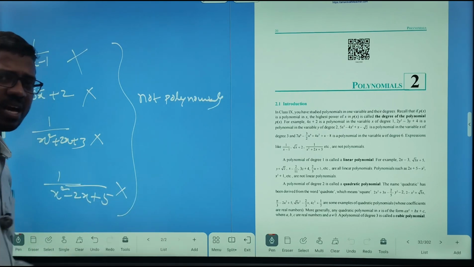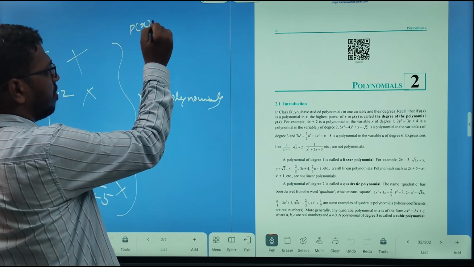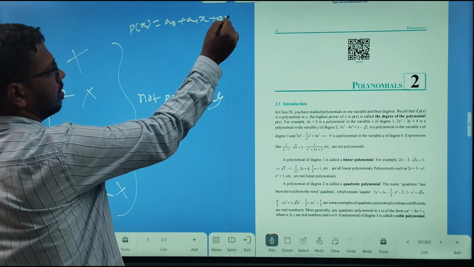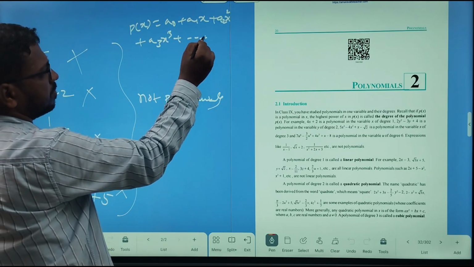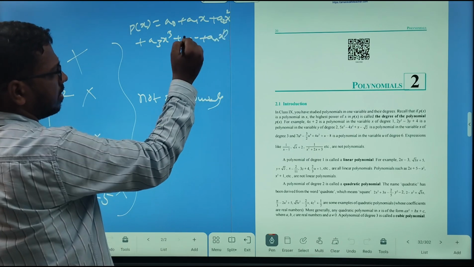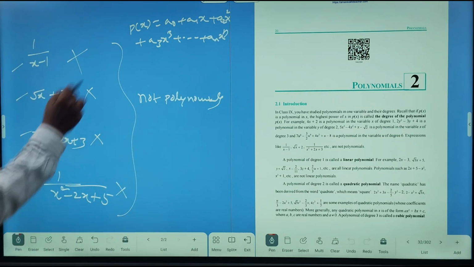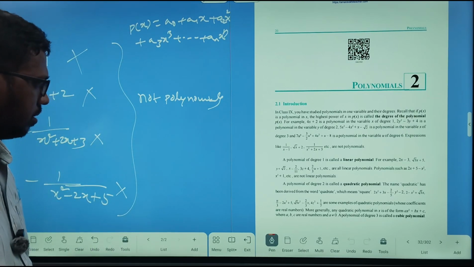Why? Because these are not in the standard form of the polynomial. What is the standard form of the polynomial? I told you: a0 plus a1x plus a2x square plus a3x cube plus and so on plus an x power n. So this is the standard form of the polynomial. These expressions are not in that format, so these are not polynomials.